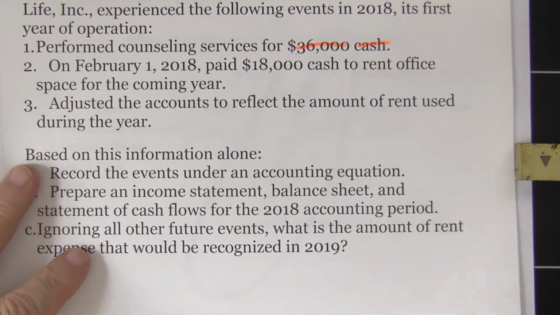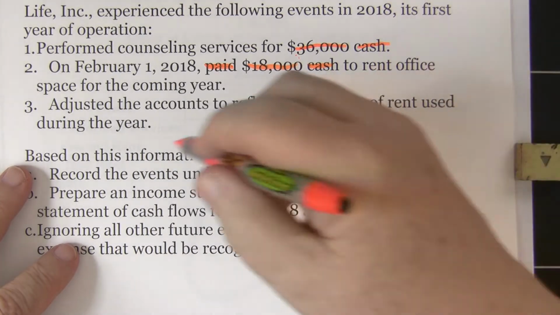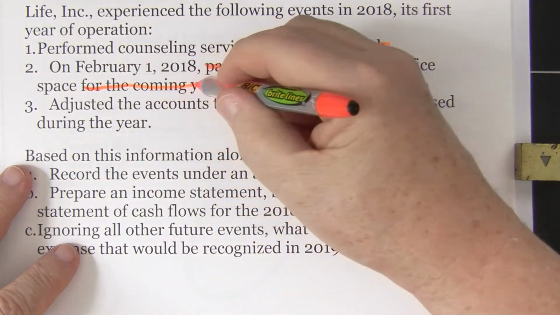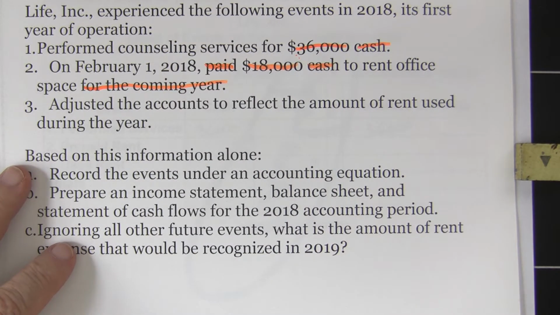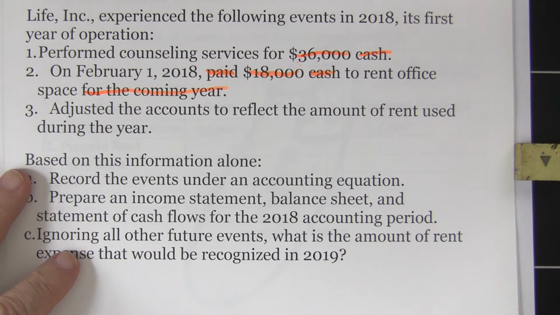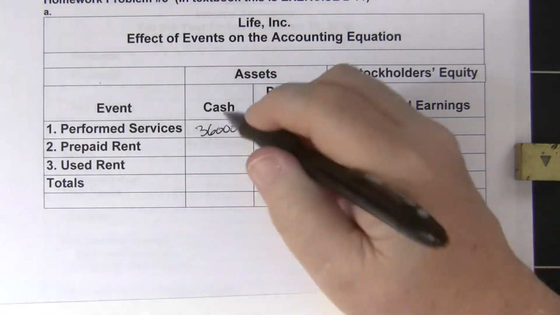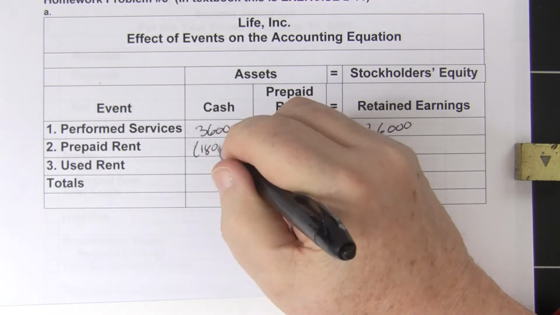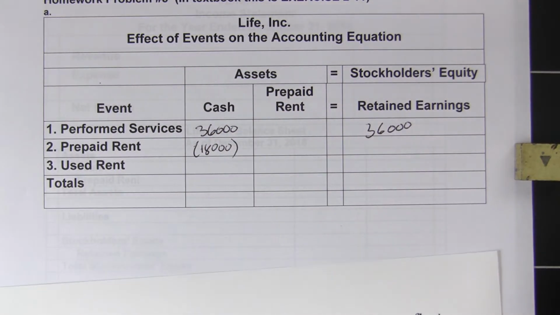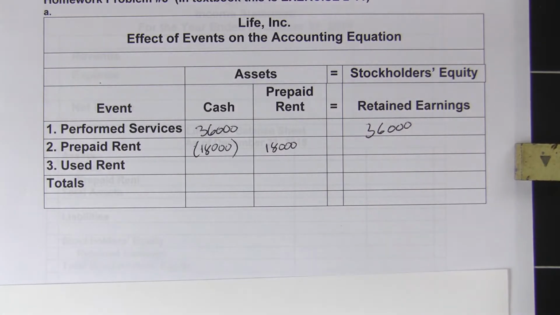Our next transaction, they tell us they paid $18,000 in cash to rent office space for the coming year. So what you need to realize there is that's 11 months for this year and 1 month for next year. But right now for the journal, we have to list the entire amount because that's what we spent. So our prepaid rent was $18,000, and that's an asset of $18,000 because remember, anything you pay in advance is an asset.